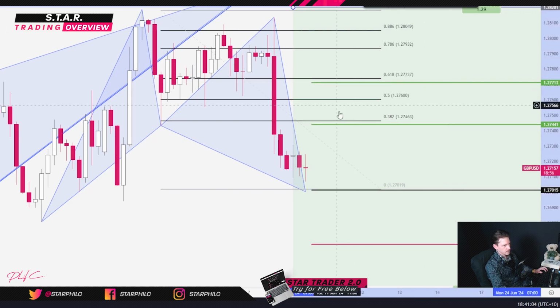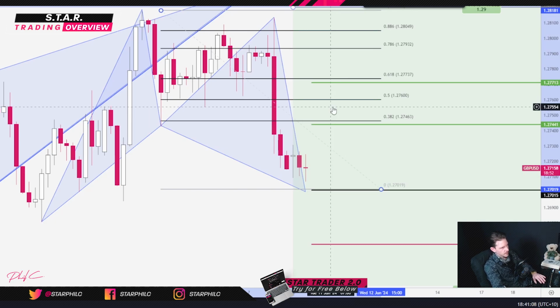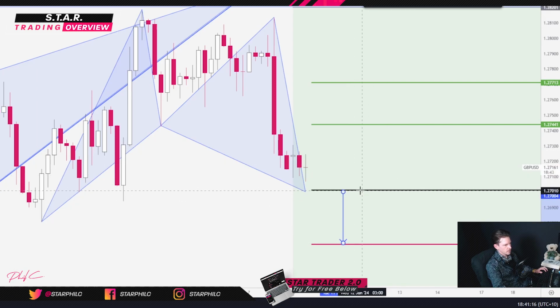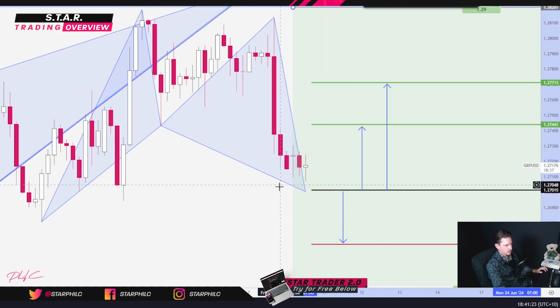Hopefully that's easy to see because we just put it on top of our green box as well. So here's your risk right there, and here is your potential reward right there. Now remember what I said from last week.